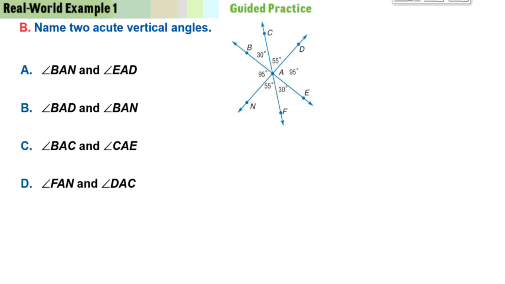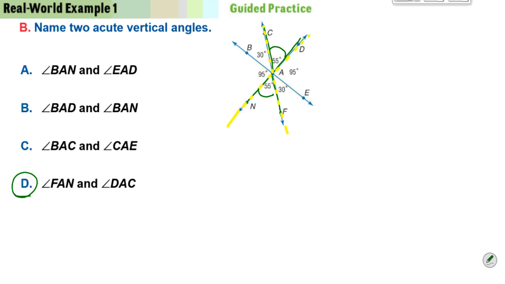So now we want vertical angles, two lines that cross, intersecting, two angles that are formed by intersecting lines. So angle FAN is this one, and angle DAC. They're both 55 degrees, so they're acute. And if you think about this line and this line as being the intersecting lines, the vertical angles are this angle and that angle, and they are congruent.